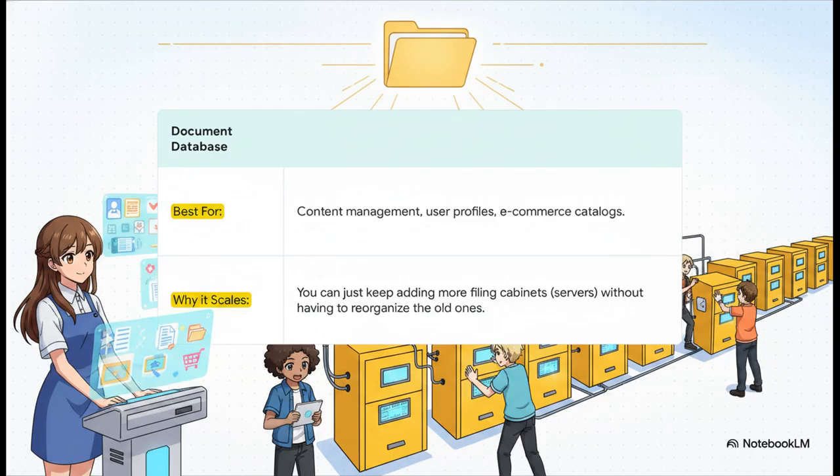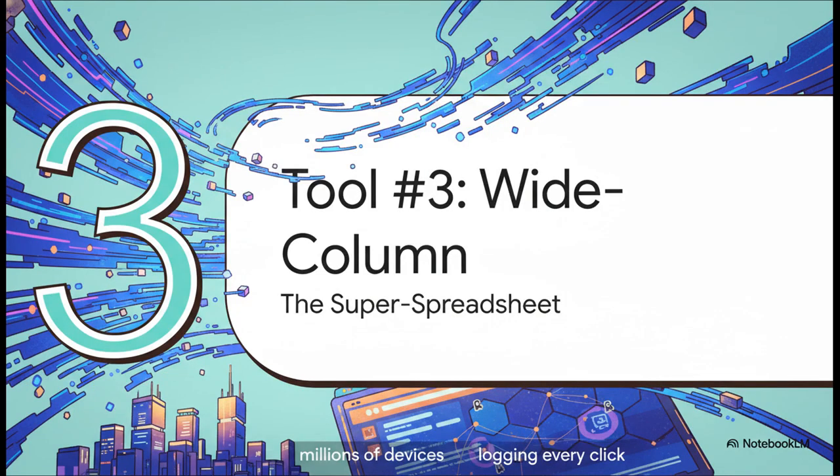Same thing here. You just add more servers, spreading those cabinets out. It's that classic horizontal scaling we talked about. Okay, tool number three. This is the big one, the heavy hitter. We're talking about the wide column store. You bring this one out when you have just truly staggering amounts of data.